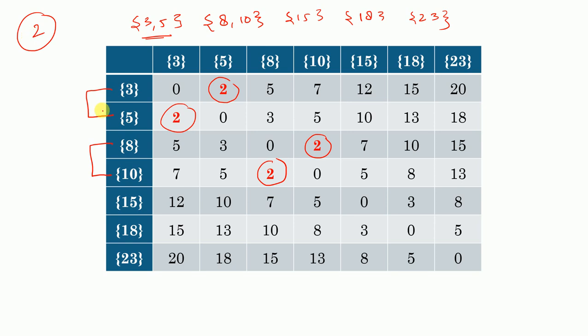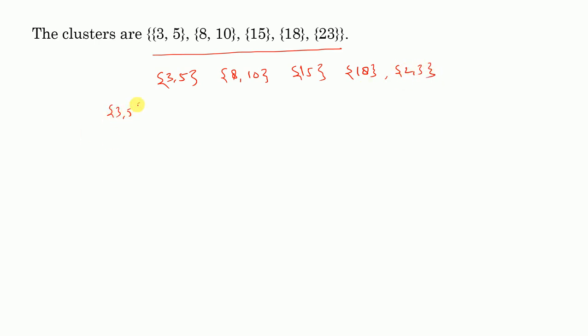Okay. Now look at this. These are the clusters, and again we have to form the distance matrix. It means now we will write here 3 comma 5, 8 comma 10, 15, 18, 23, and similarly here we'll write 3 comma 5, 8 comma 10, 15, 18, and 23. This is 23.